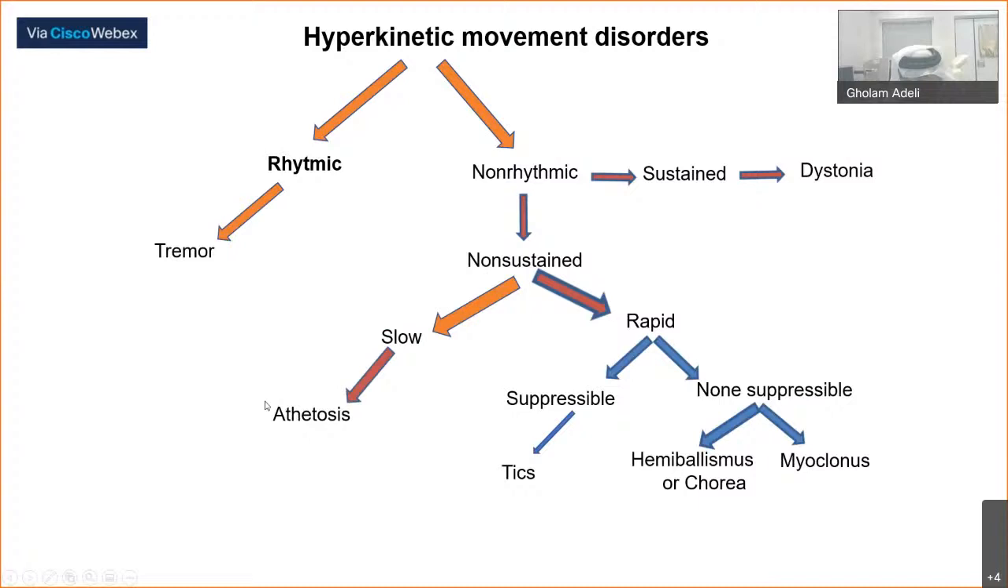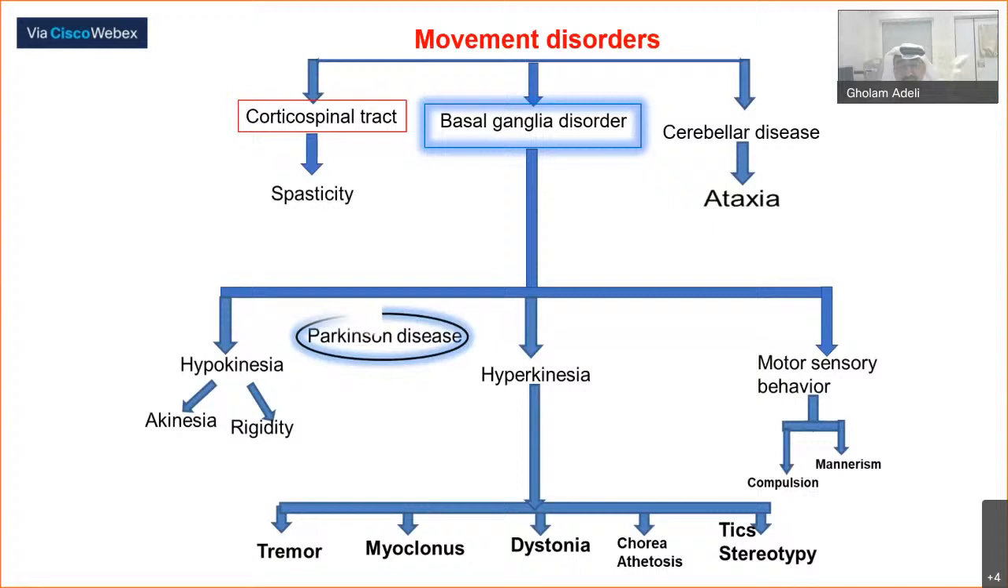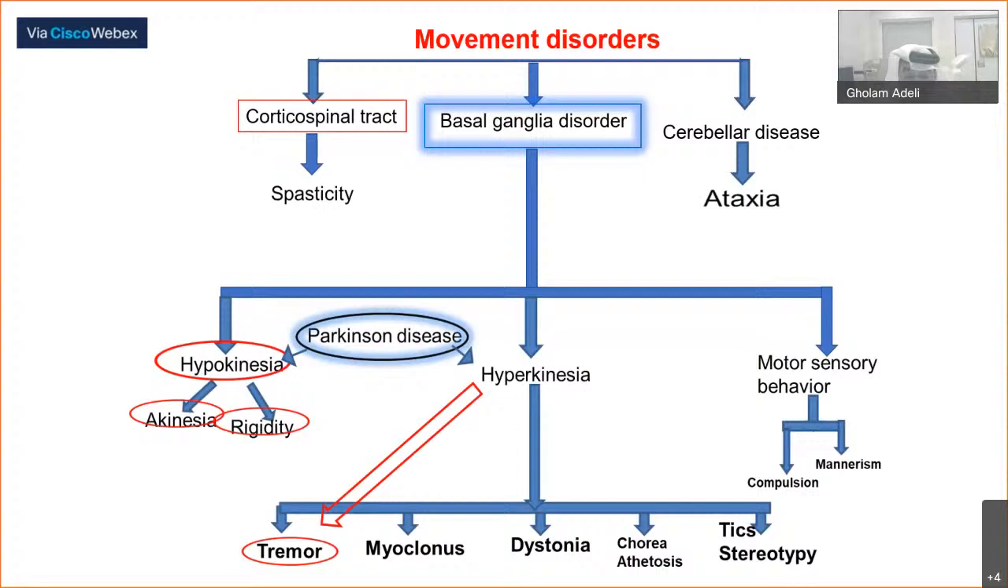So from this slide, I can classify and describe what I am dealing with in a hyperkinetic movement disorder. Why is that important? For example, if I want to fit Parkinson disease in this slide, where is Parkinson disease? Parkinson disease has two parts. One is hypokinesia, which is slowed movement, and one part of it is rigidity, where the tone is increased, plus there is one part of this hyperkinesia.